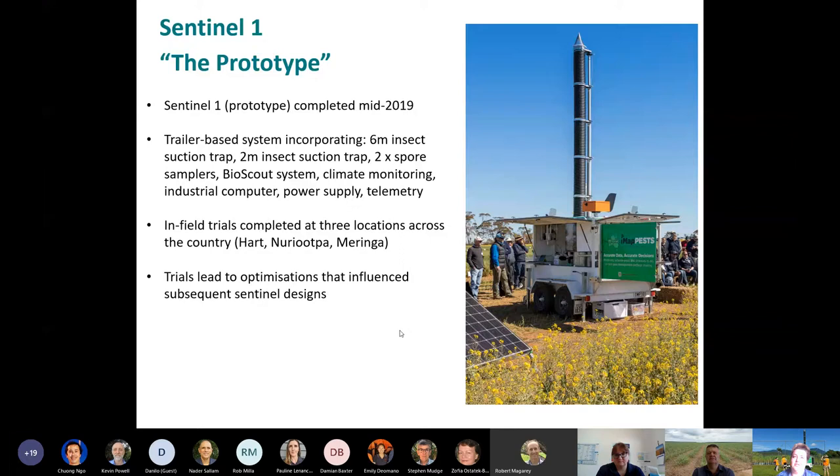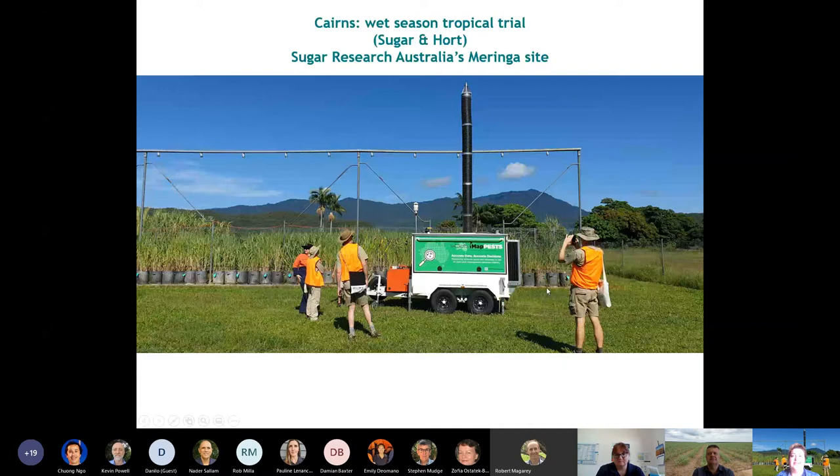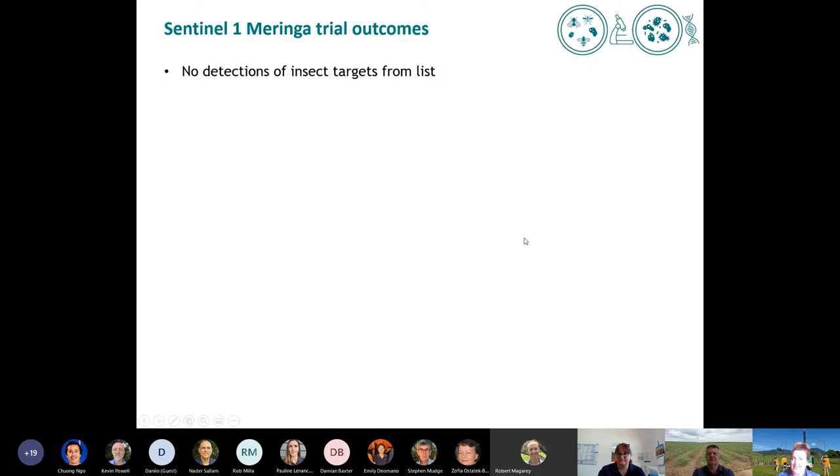I'll just go into the Moringa site outcome. So this is, I really love this photo. Here's Nicole, and we've got a couple of Department of Agriculture people here. This was from our trial at the Moringa site, and I can give you some of the outcomes. Unfortunately, no detection of sugarcane plant hopper was recorded.